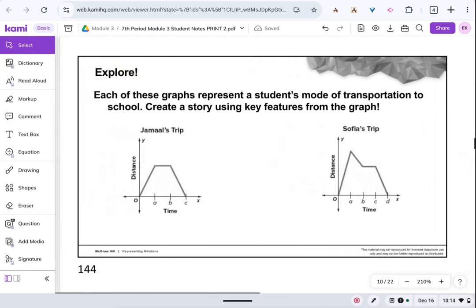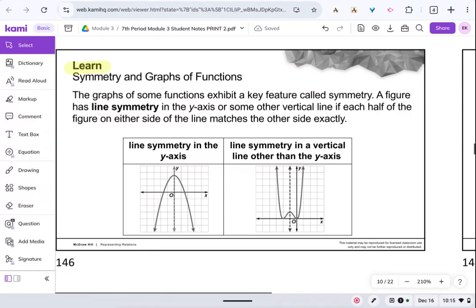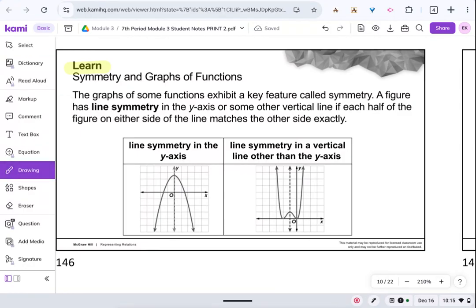Okay. So looking at slide 146, this is our important slide for today. This is talking about line symmetry. When you think about symmetry, I want you to think about something being symmetrical or the same. So what happens on the left side and the right side of the graph has to be identical. A figure has line symmetry in the y-axis or some other vertical line. So we're always going to be looking at a line going up and down in order for our figure to have symmetry. So we're looking for a spot where we can cut our graph in half down the middle where the left side and the right side are the same.